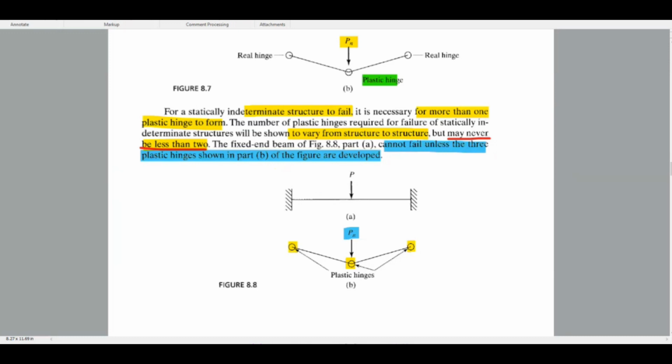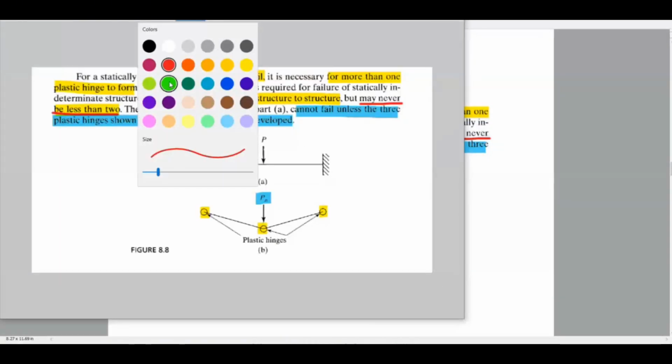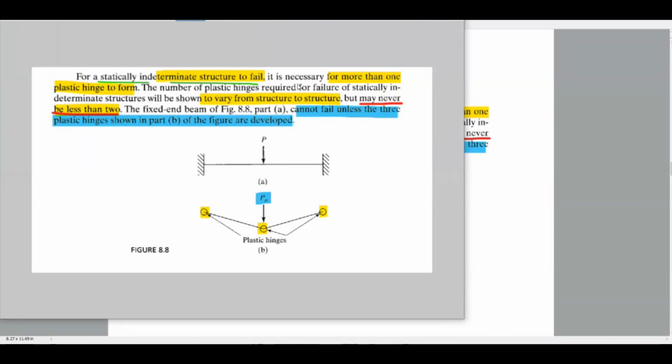Let us see one more example. Here you can see that for a statically indeterminate structure to fail, it is necessary for more than one plastic hinge to form. The number of plastic hinges required for failure of statically indeterminate structures will vary from structure to structure, but may never be less than two. So it will not be less than two in any case of a statically indeterminate beam.